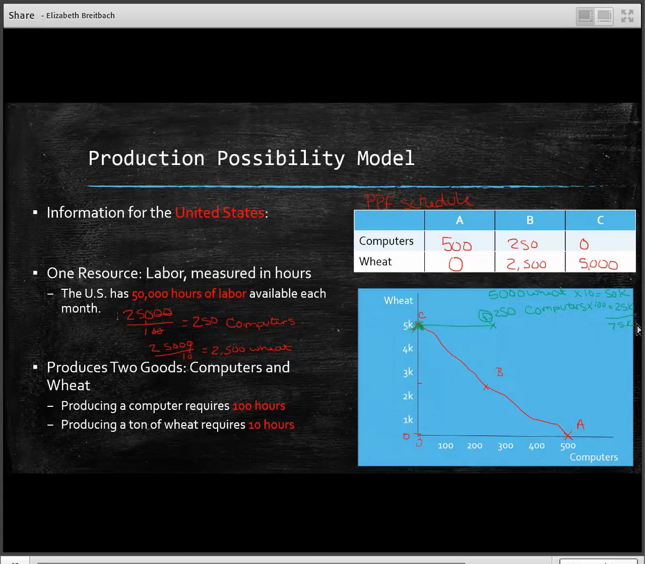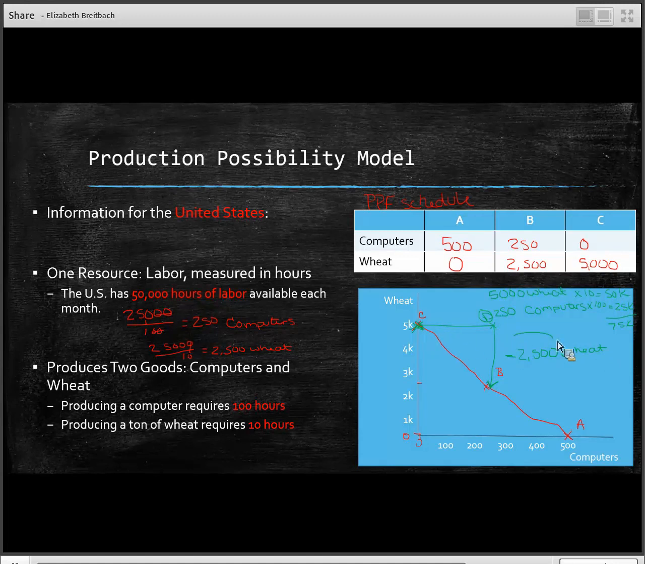We can't get to 75,000 hours of labor, and so D is not possible. So if we want 250 computers, it's going to cost us. We're going to have to move down to B, and so there's going to be some loss here. The loss is going to be in terms of wheat. We're going to lose 2,500 tons of wheat if we want to gain those 250 computers.